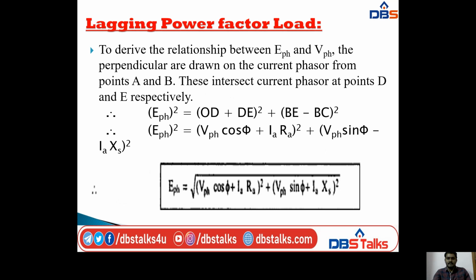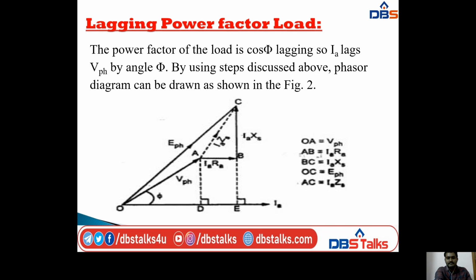Next, to derive the relationship between E phase and V phase, perpendiculars are drawn on the current phasor from points A and B. These intersect the current phasor at points D and E respectively. So by using the phasor diagram, we will derive the relationship between E phase and V phase. In this diagram, the dotted lines show the perpendiculars drawn from A and B, intersecting the current phasor at D and E.